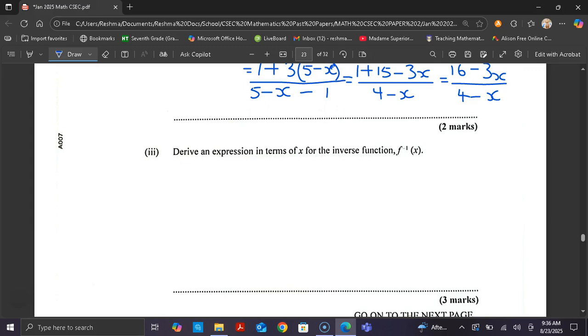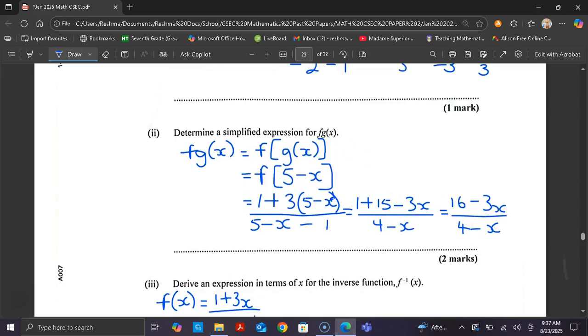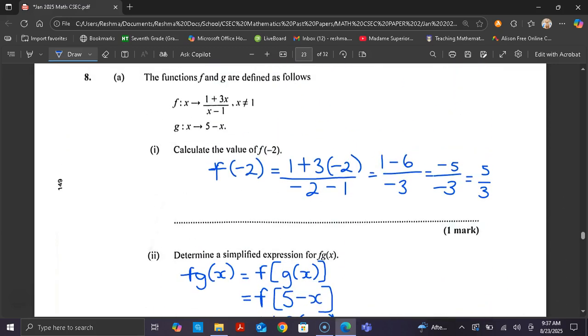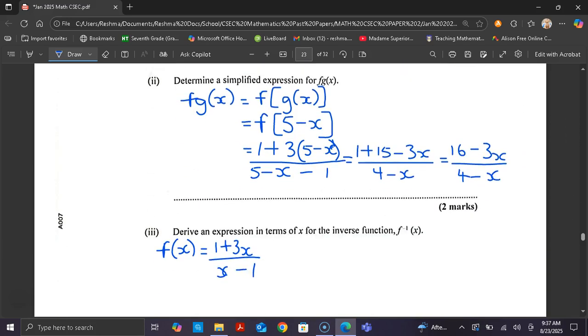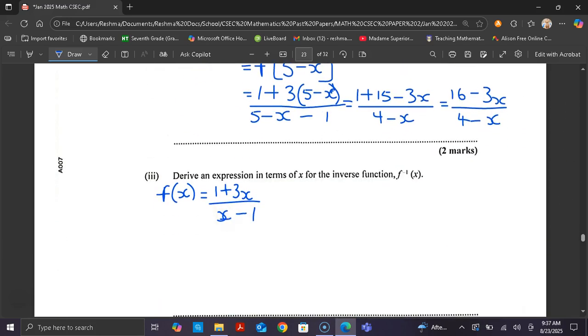And finally, last part, part 3, for 3 marks, derive an expression in terms of x for the inverse function f inverse of x. So let's just rewrite what f of x is. So f of x is (1 plus 3x) over (x minus 1). Let me just double check that from the top. 1 plus 3x over x minus 1. Okay. So the method that I teach my students is to replace f of x with y. That's step 1.